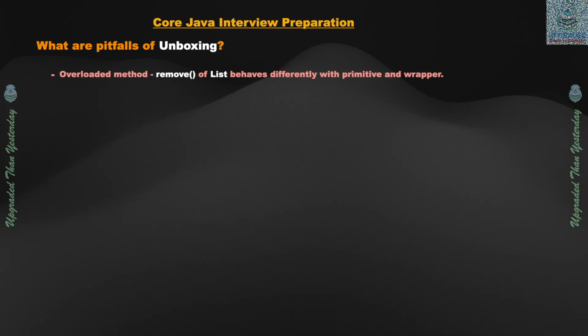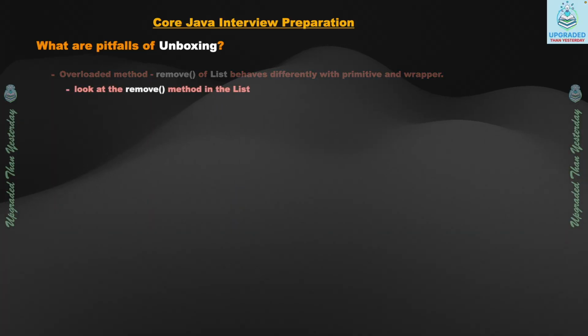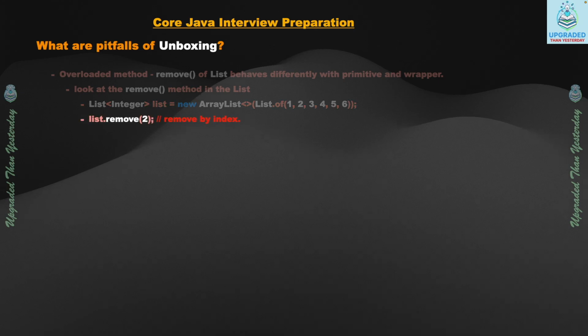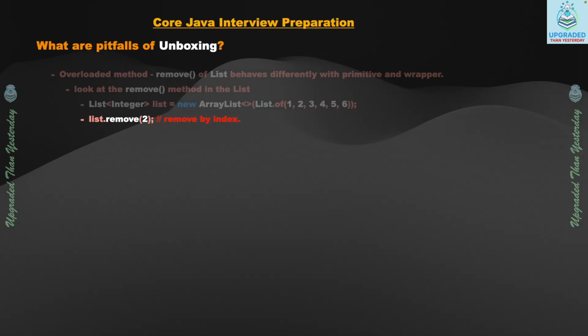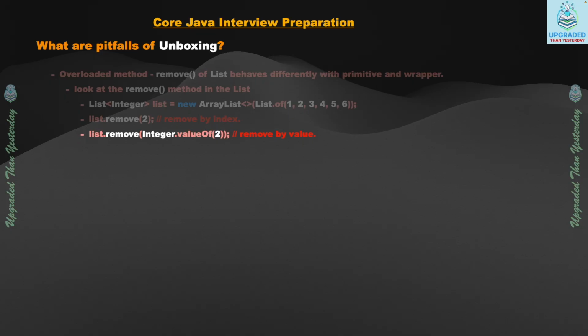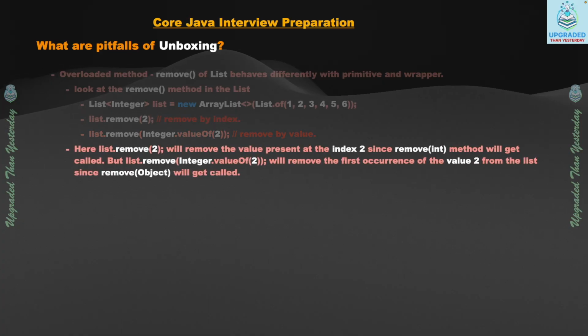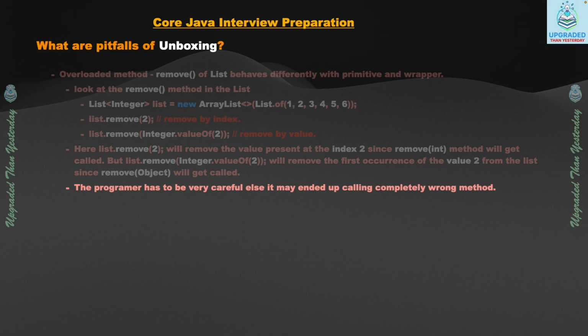Third pitfall. The overloaded method remove of list collection behaves very differently with primitive and wrapper. Look at the code. There is a list of integer populated with values 1, 2, 3, 4, 5 and 6. When list.remove is called with the primitive value 2, it removes the value at index 2, which is the value 3. But when the list.remove is called with wrapper object with value 2, it removes the first occurrence of value 2 from the list. These two overloaded methods are very confusing and behave very differently.